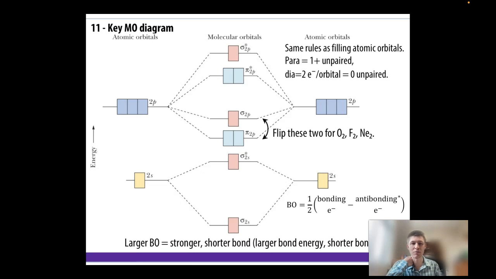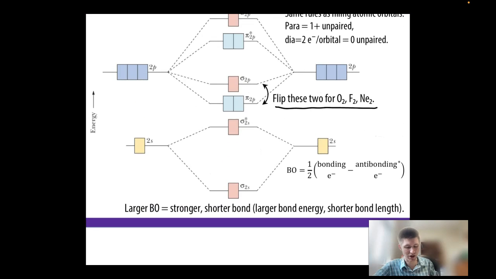That key diagram, remember, looks like this with the 2s down here, 2s antibonding. The p orbitals combine in this way here with the pi 2p for most atoms coming lower than the sigma, but that is flipped in this case. So for O2, F2, and Ne2, those do end up flipped. Just a review of how that MO diagram works.